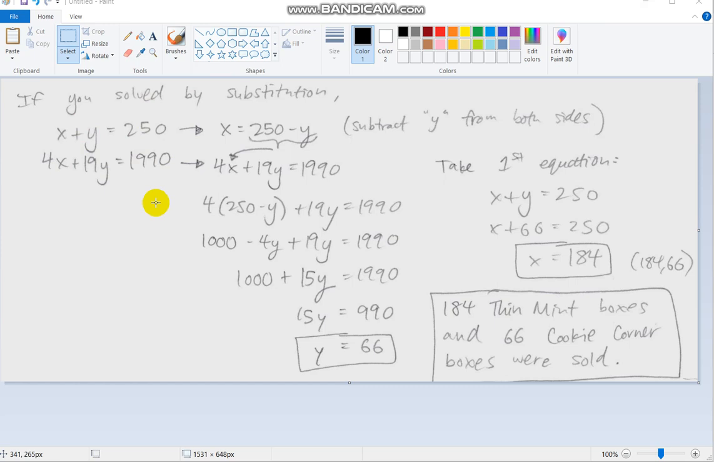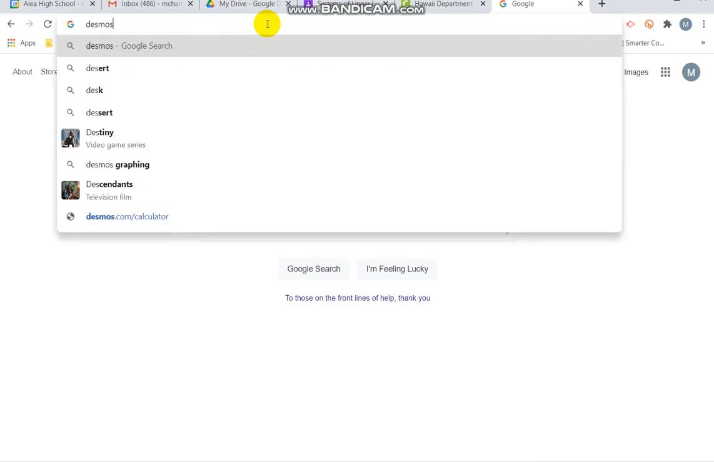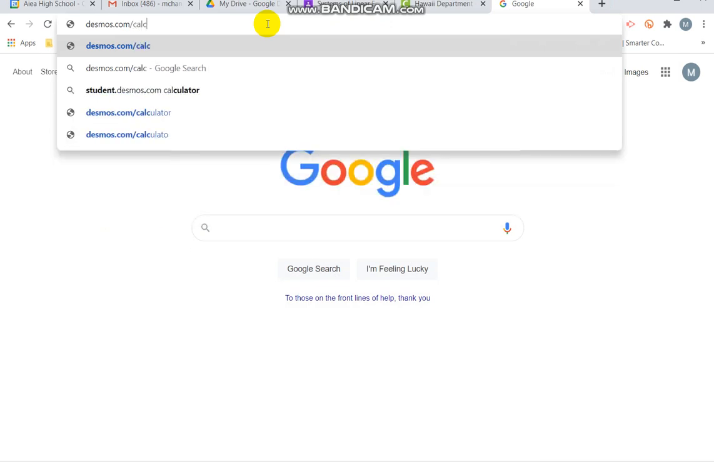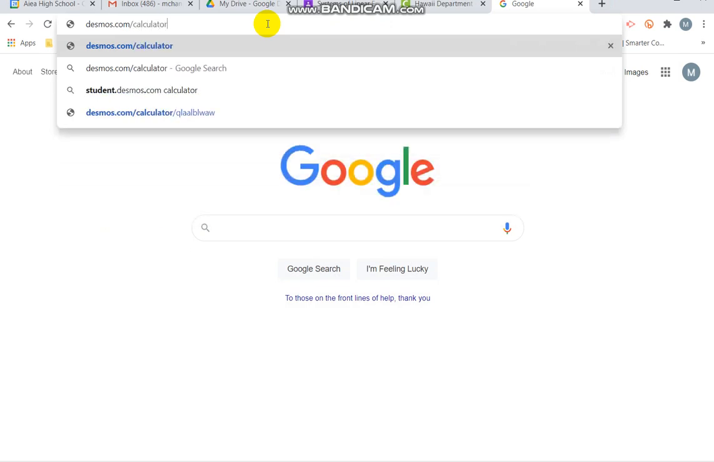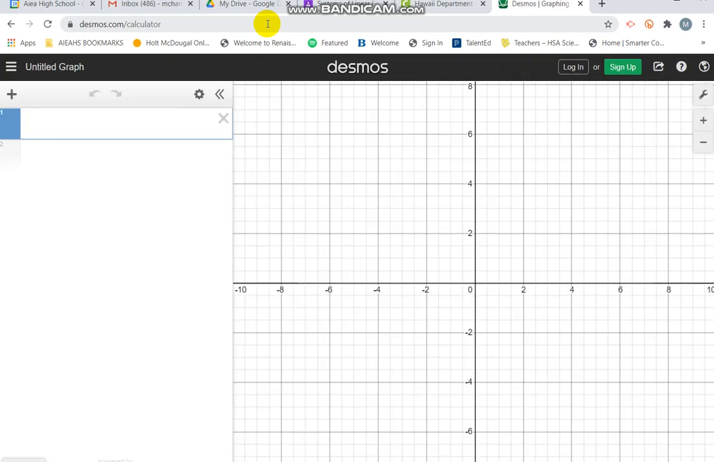Okay, so what if now, let's say we didn't want to solve it by substitution or elimination. What if you wanted to graph it instead? You could totally graph it as well. So I'm going to go ahead and just minimize this. If you don't know what I'm going to type in, I'm going to put desmos.com/calculator. So type that website in, and here we go.